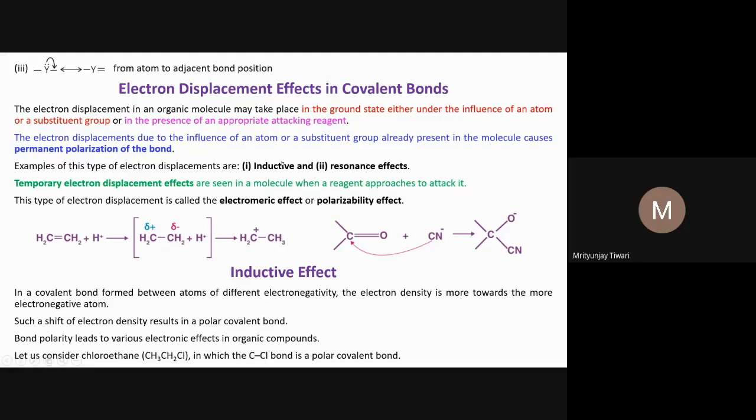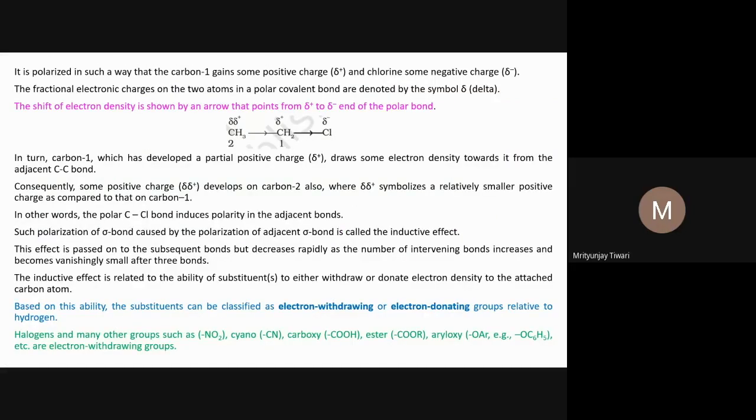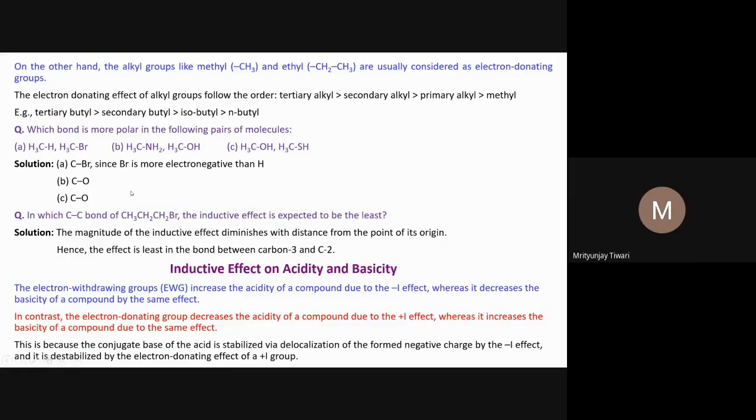We have seen the inductive effect in detail, and the temporary electron displacement effect is known as the electromeric effect, which we will see today. The resonance effect as well we will see today. For the inductive effect, we have seen two types: electron withdrawing effect and electron donating effect. Based on that, we have also categorized certain chemical moieties as electron donating groups or electron withdrawing groups. Electron donating groups are said to have a plus I effect and electron withdrawing groups are said to have a minus I effect. We have also seen the implications of plus I and minus I effects in chemistry.